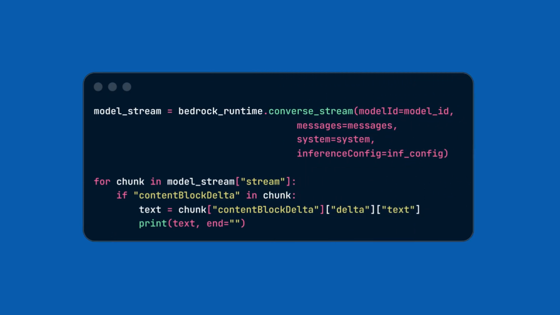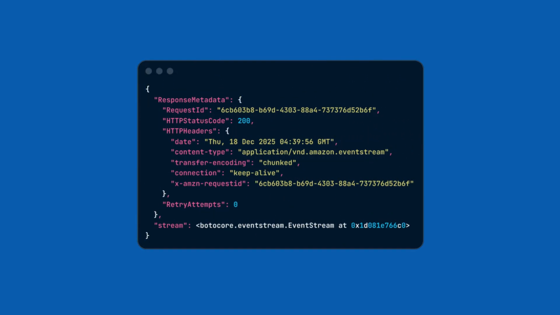Now this time we use ConverseStream instead of Converse. The request structure is the same, but the response will be streamed incrementally. The response is returned as an event stream. Each event contains a small piece of the generated text. We extract the delta text and print it immediately, creating a real-time chat experience. Content block delta represents incremental output from the model. As the model generates text, Bedrock sends these deltas to your application. This is what enables a streaming response.